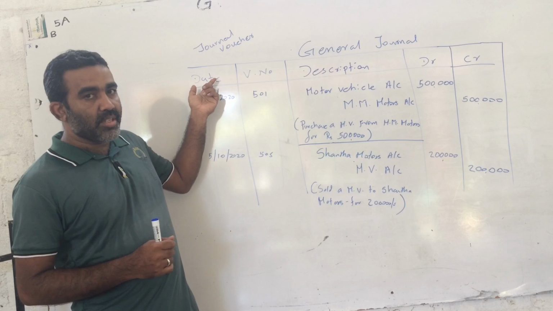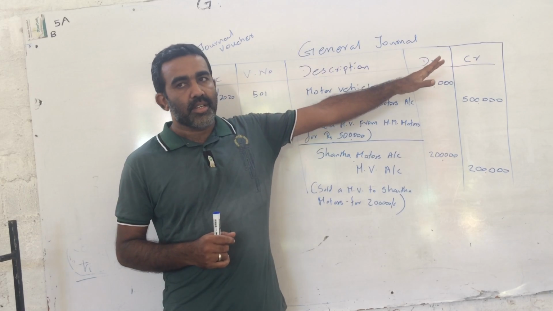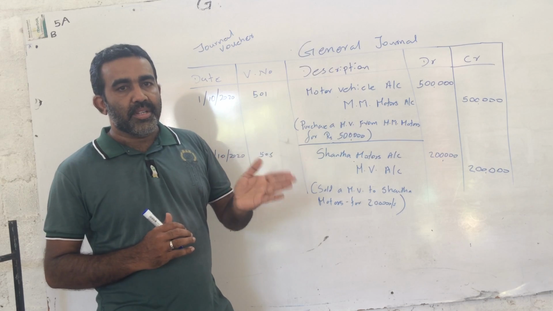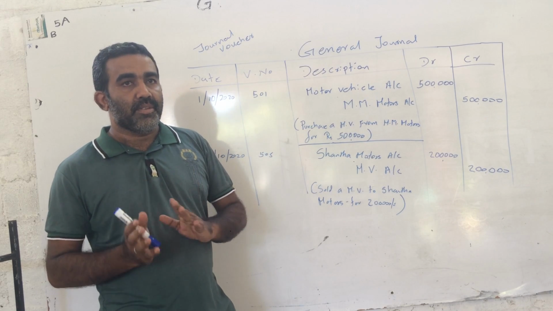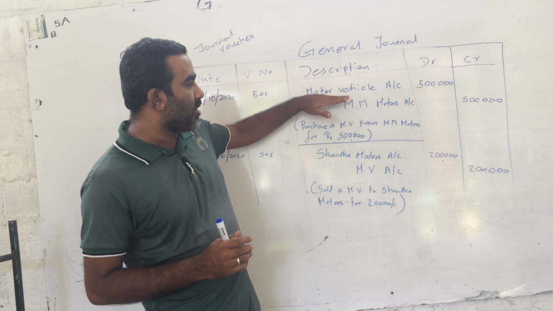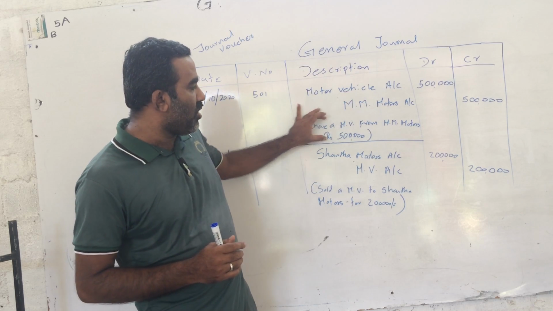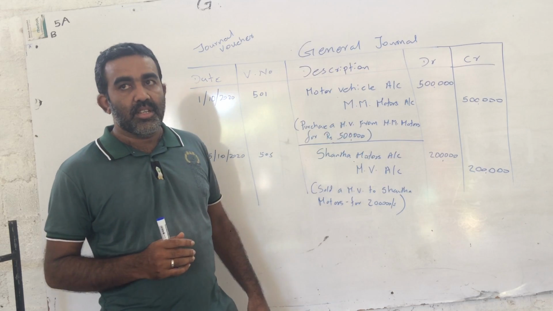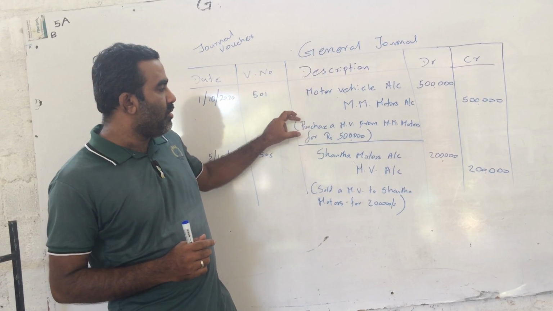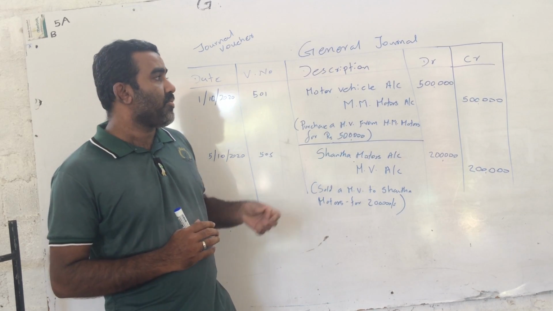Date should be there, voucher number, that means journal voucher number, description, debit and credit. As usual, the same double entry, we have to include debit and credit. The only difference here is we are using a format. Other than the double entry, you see motor vehicle account and the relevant company name. Then we use a small short description about the transaction, which is called narration. Whatever transaction we did, we have to give a small description about it.